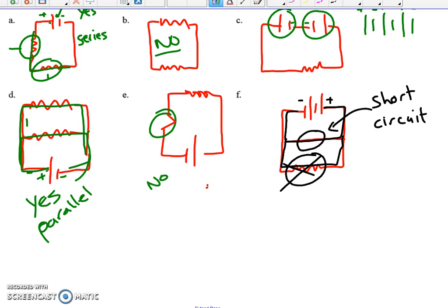All right, so there's our quick introduction to the basics of the circuit. In our next lesson, we will focus on what we measure about that circuit.